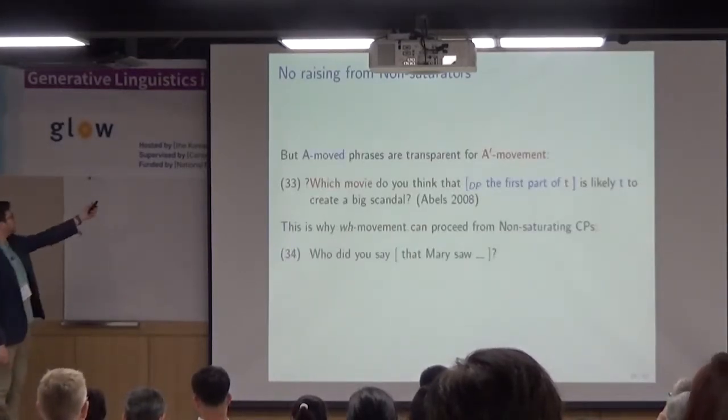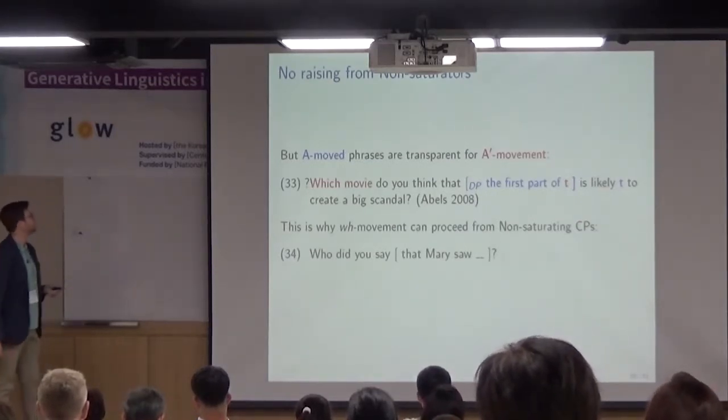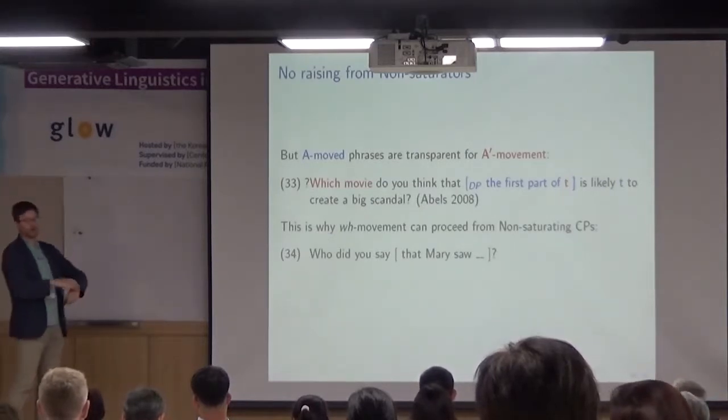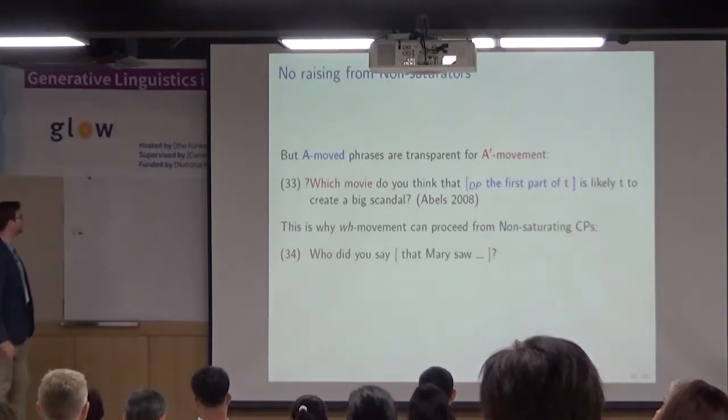Okay, now of course you can A-bar move out of an A-moved phrase. Yeah, so non-saturating CPs in English are transparent for A-bar movement. Nothing prevents that from happening. Okay.